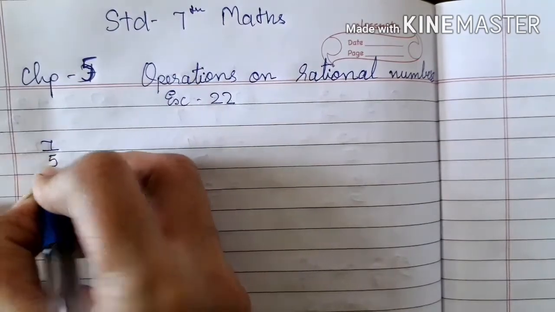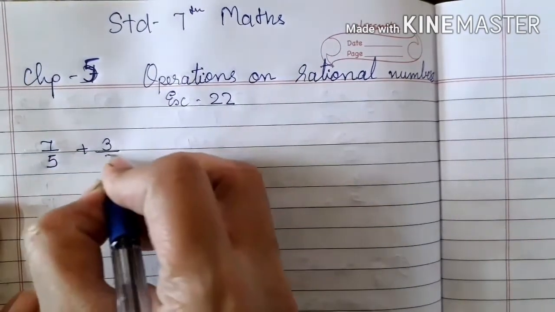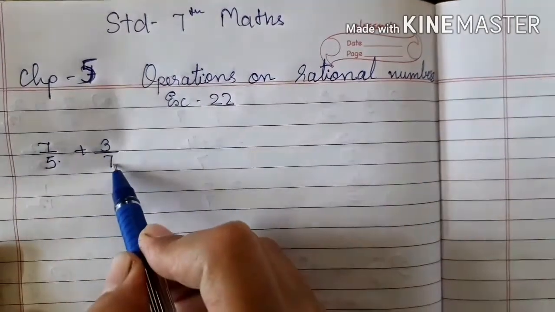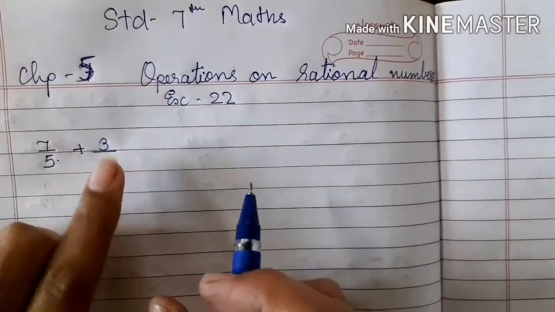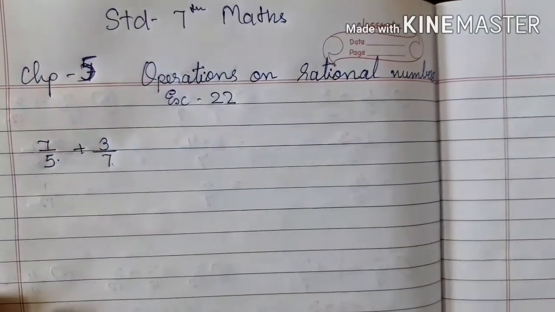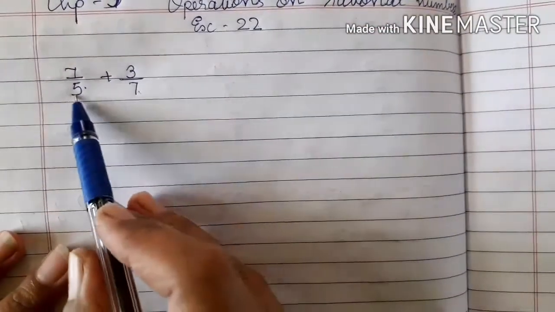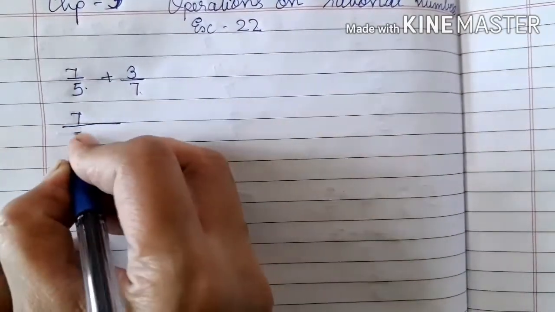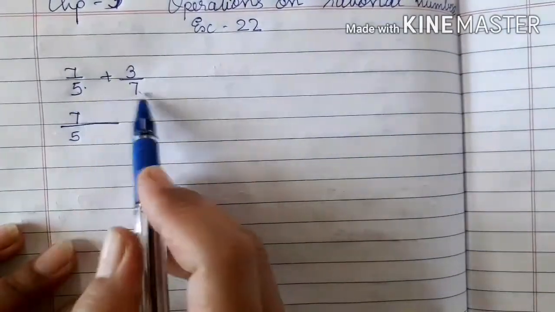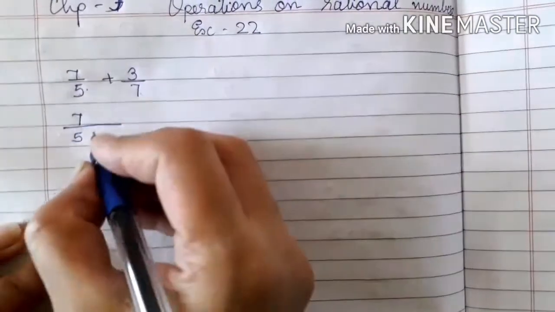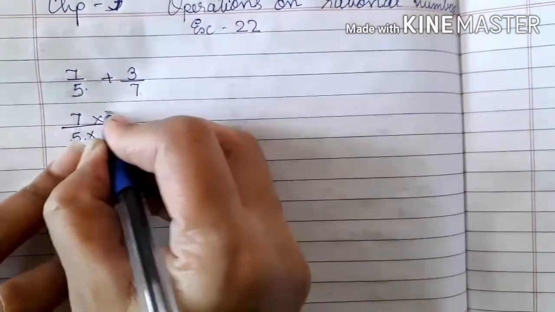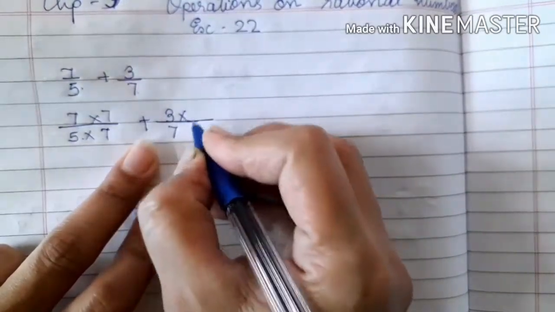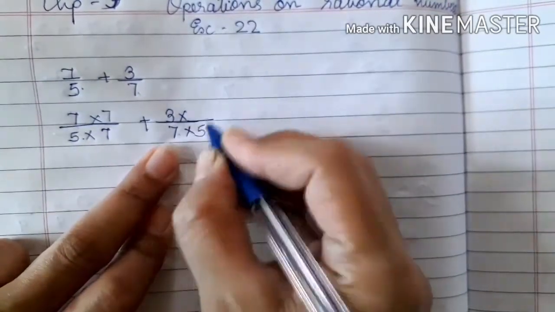Suppose we have 7 upon 5 and we have to add this with 3 upon 7, so 7 upon 5 plus 3 upon 7. Suppose these are the two fractions. We have to add them. For adding, as we all know, we have to first equalize the denominators. For equalizing the denominators, we multiply the denominators with each other. So 5 with 7, similarly over here 3 with 5. Now 7 will be multiplied with 5.